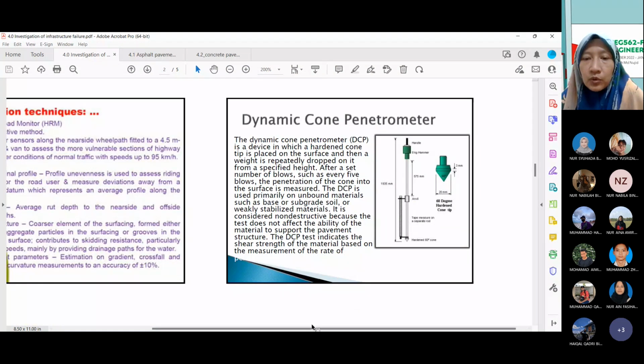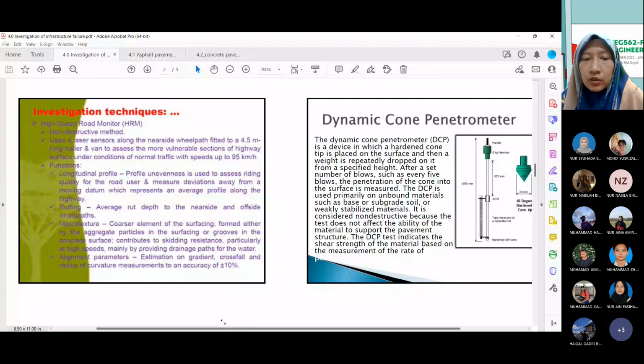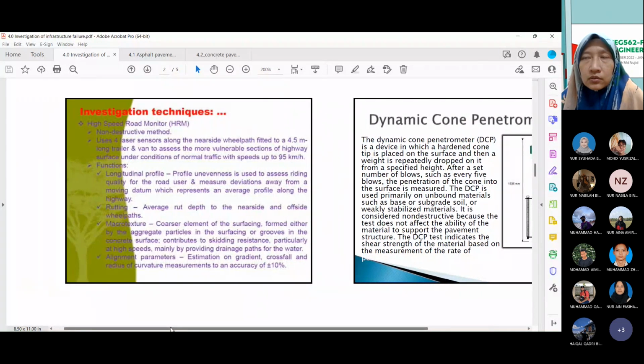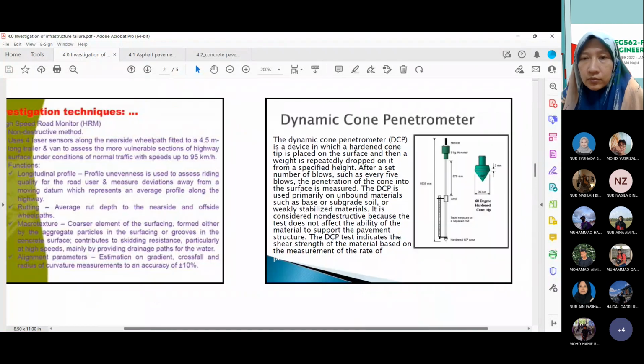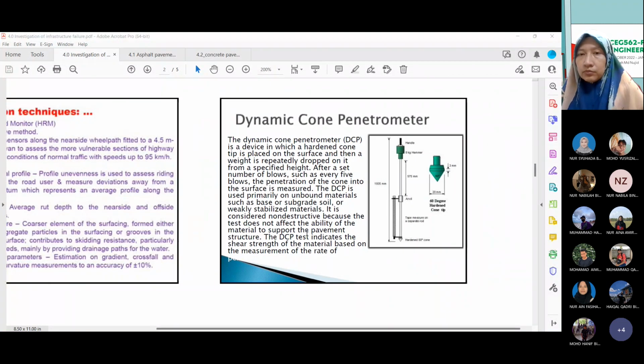Okay, DCP, dynamic penetrometer, is very common. It's very common in the highway as well in soil geotechnical area. So selain daripada itu, kita juga ada high speed road monitor. High-speed road monitor is function to give a longitudinal profile and then identify the routing, microtexture, and also giving you alignment parameters.